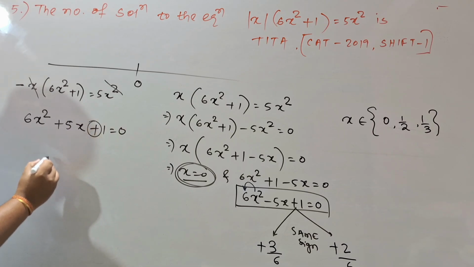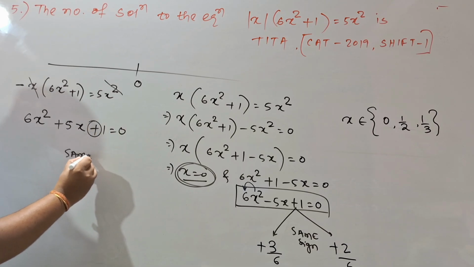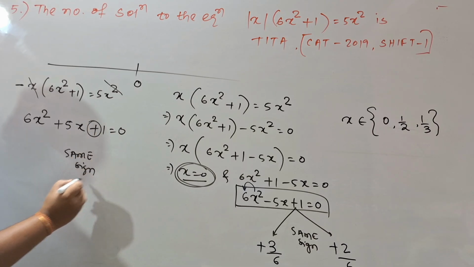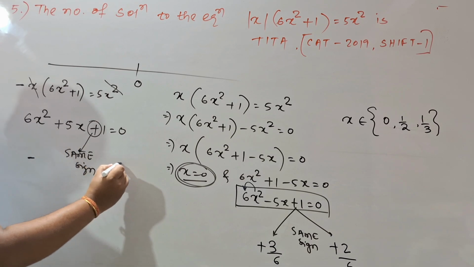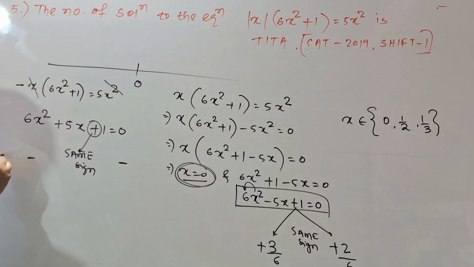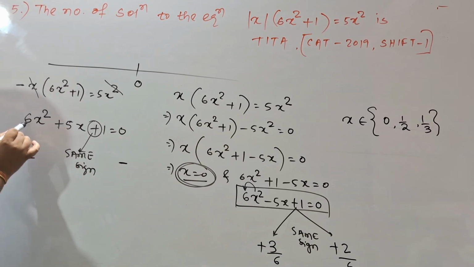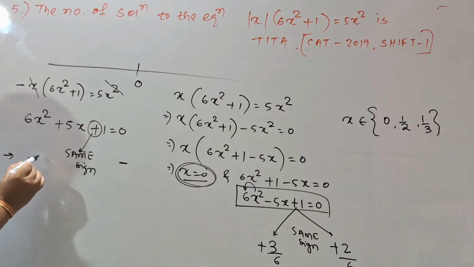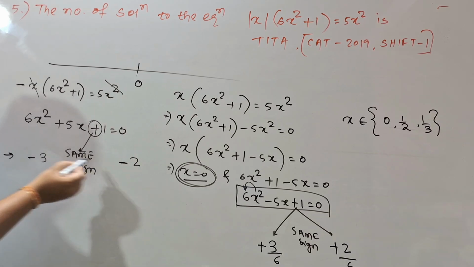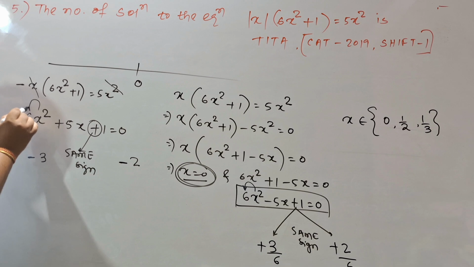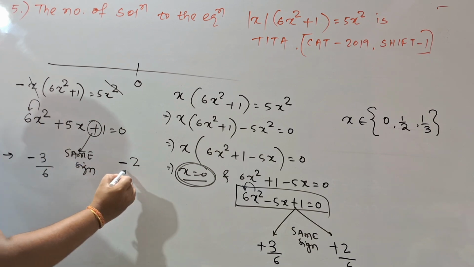Again, this plus means the same sign, and this one is plus, so whatever roots I get have the same sign. Who decides? This one will decide, so both have negative sign. Now product is 6, sum is 5. Product 6 means 3 and 2, and the sum is 5. The coefficient of x square is 6, so divide by 6 here and here.